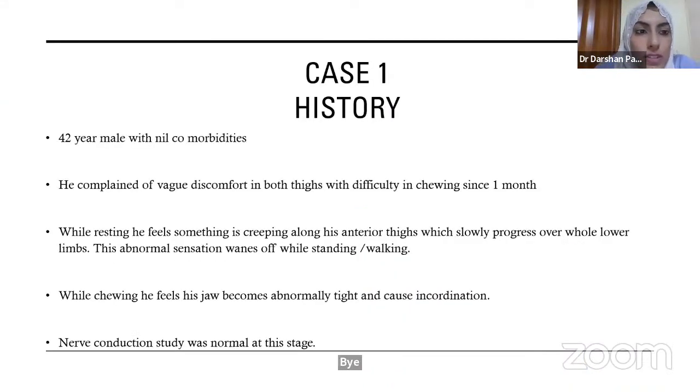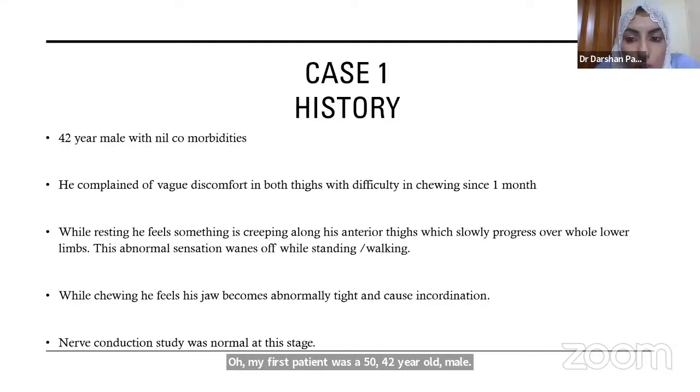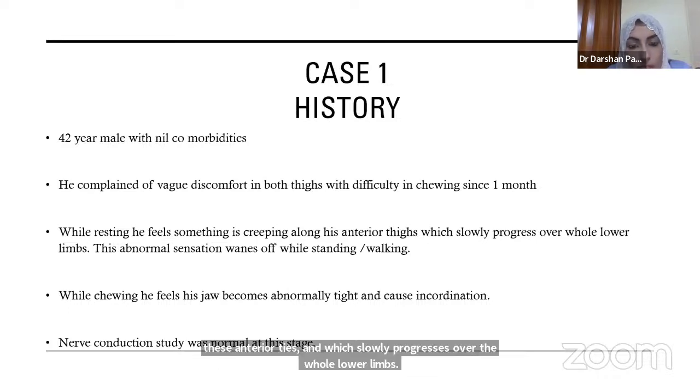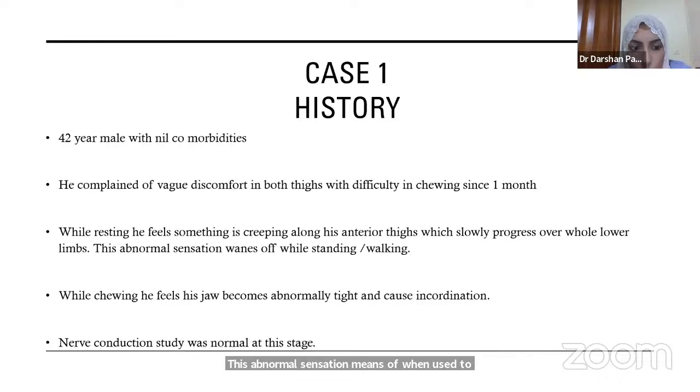My first patient was a 42-year-old male. He complained of vague discomfort in both thighs with difficulty in chewing since the last 1 month. While resting, he feels something is creeping along his anterior thighs, which slowly progresses over the whole lower limbs. This abnormal sensation wanes off when he stands or walks. While chewing, he feels his jaw becomes abnormally tight, and it causes incoordination.